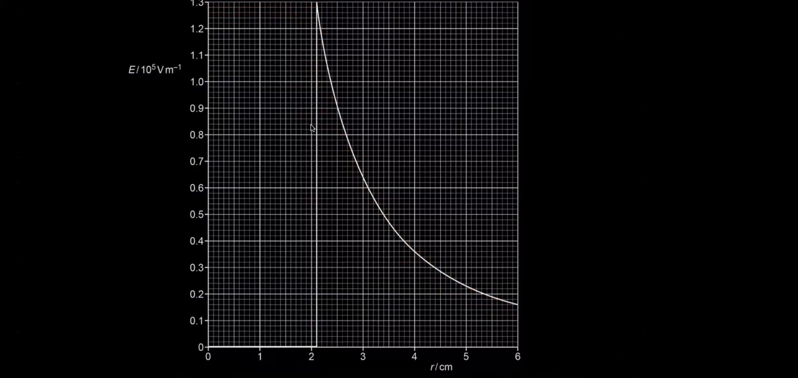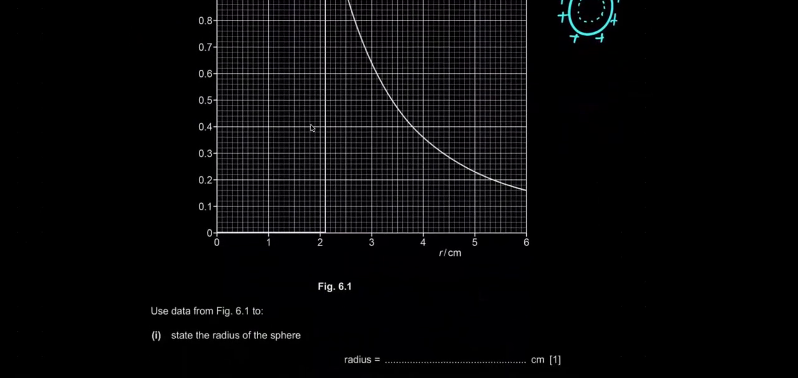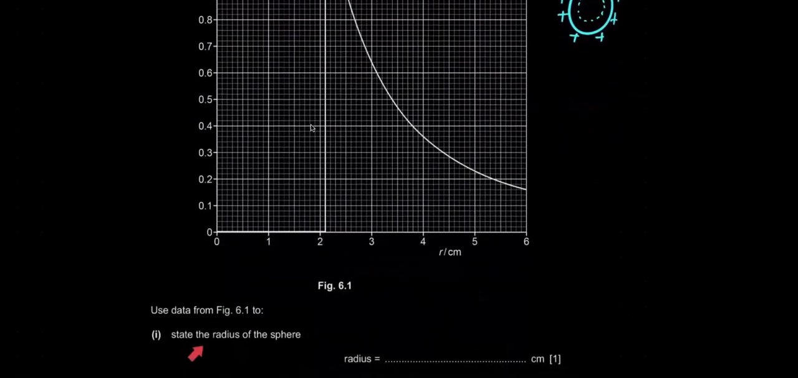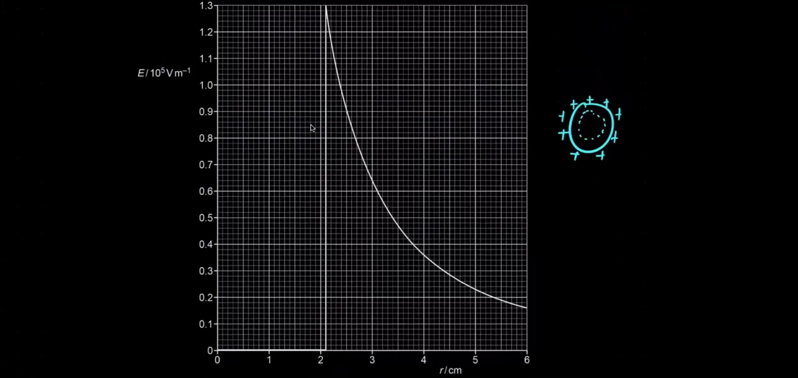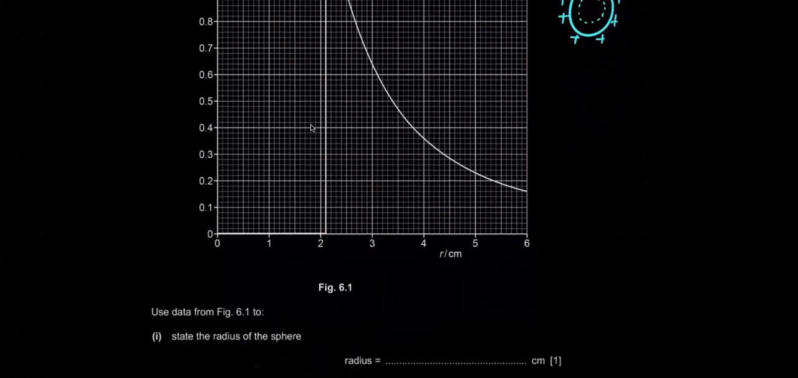Because the way we talk about such objects, we say that all the charge is just concentrated at the surface, right? So if you're inside the sphere, there is no charge enclosed, so it has no electric field strength. Use data from figure 6.1 to state the radius of the sphere. Till whatever point the electric field strength is zero, that is going to be the radius. So that is this mark right here. This is simply going to be 2.1 centimeters.